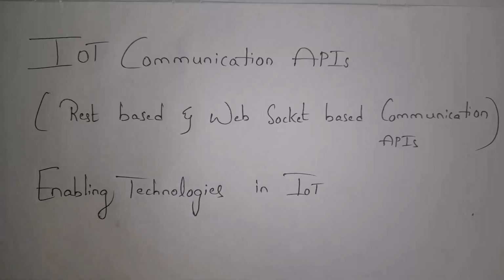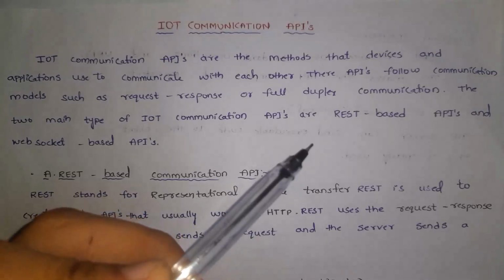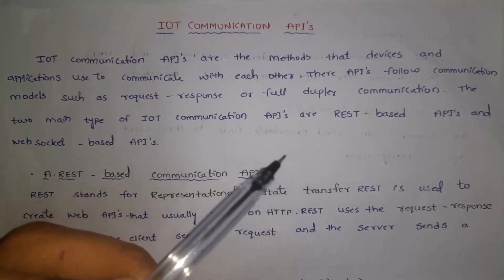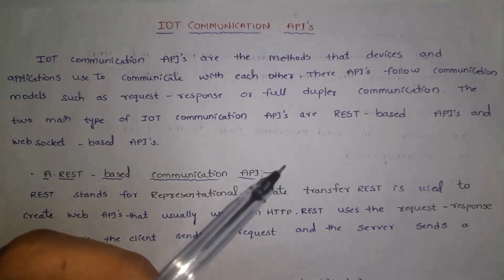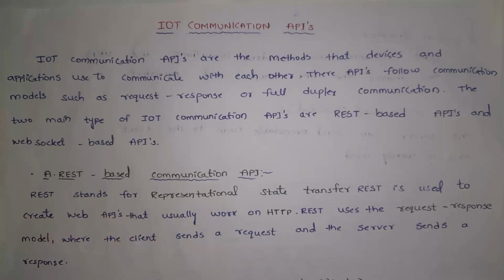Let's get started. Guys, IoT devices as well as IoT software will follow some methods in order to communicate between each other. We call those methods communication APIs. So IoT communication APIs are the methods that devices and applications use to communicate with each other. And these APIs will follow models such as the request-response model and full duplex communication. Guys, in full duplex communication, multiple devices can send data and receive data at the same time.